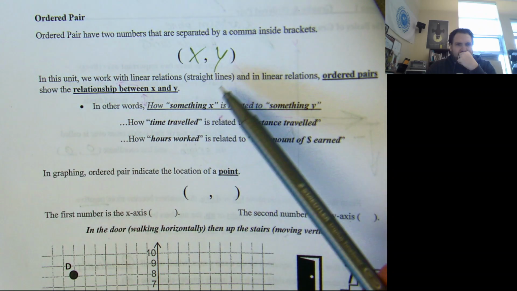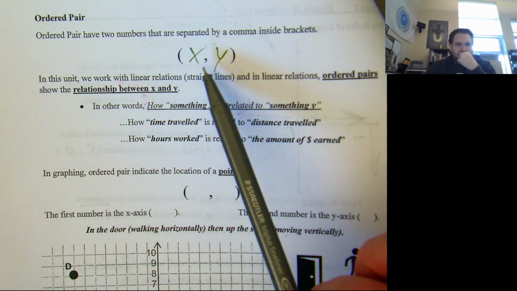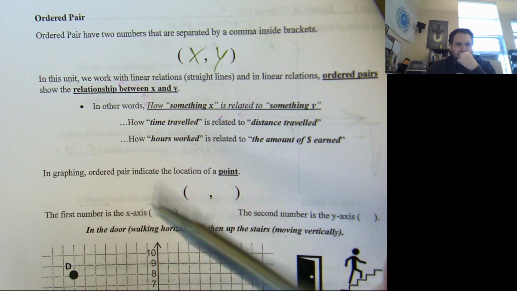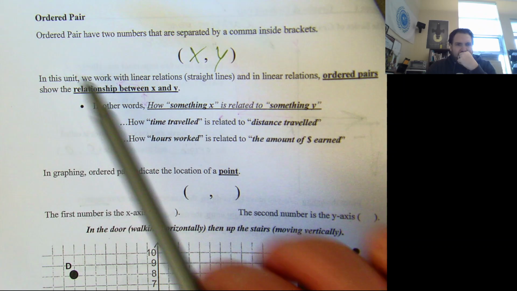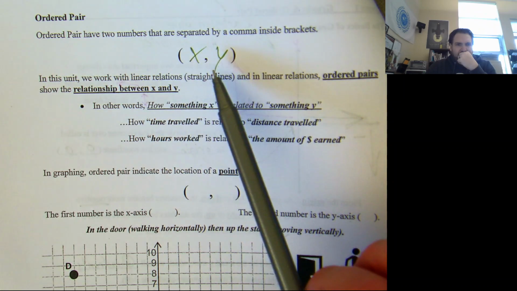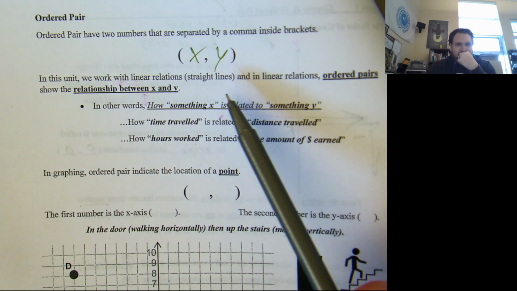And all of these ordered pairs relate values. There's going to be a relationship between X's and Y's. They're going to be connected mathematically somehow. That's what this unit's all about. And so these numbers, they're not separate from each other. They are connected. Lots of this chapter is going to be your job to figure out how.